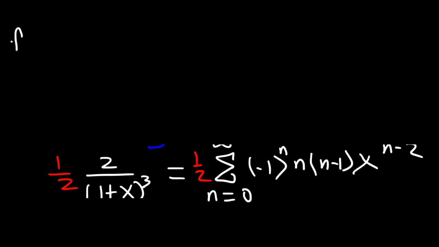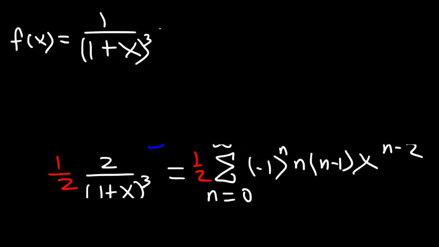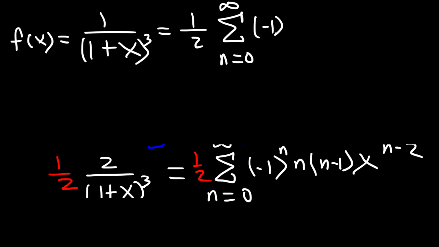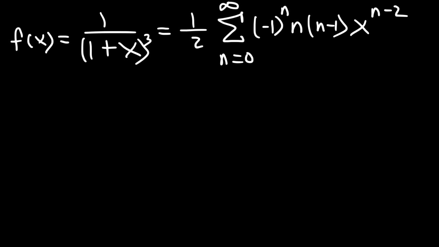So we could say that f of x, which is 1 over 1 plus x to the third power, is 1/2 of the series from 0 to infinity of negative 1 to the n times n times n minus 1 times x raised to the n minus 2. Now, it turns out that there's more than one way to represent the power series that corresponds to this function.